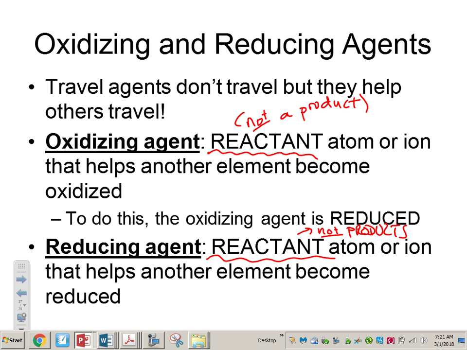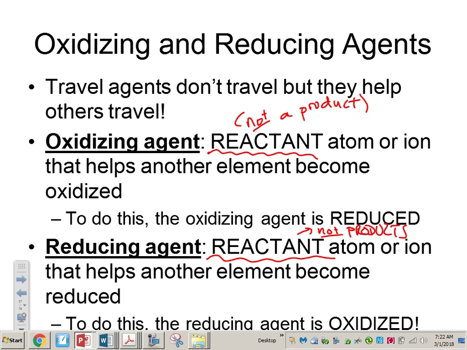Well, how can I help you gain money? I can give you some of my own money, right? I can lose some of my own money. Again, replace the word money with electrons, and the thing that is the reducing agent is actually oxidized. It helps something else gain electrons by giving it its own electrons. So it loses its electrons itself.